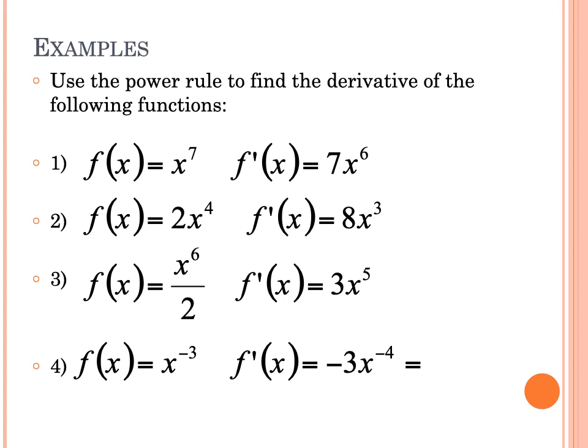Now for this one, we're going to bring down the negative 3, and we're going to subtract our exponent by 1. Now this sometimes gives people a little hard time, because when you're subtracting by 1 and it's already negative, we're actually going to go down farther. So we get negative 3x raised to the negative.